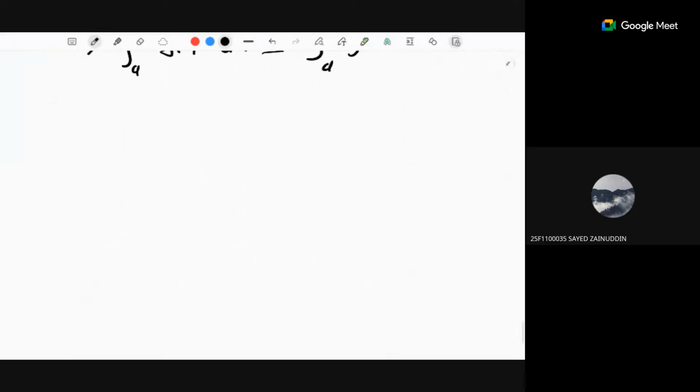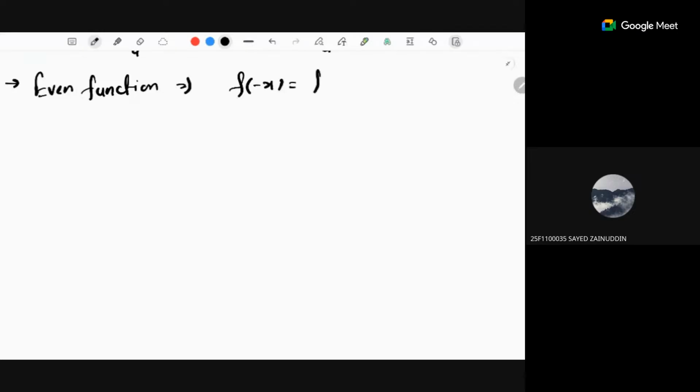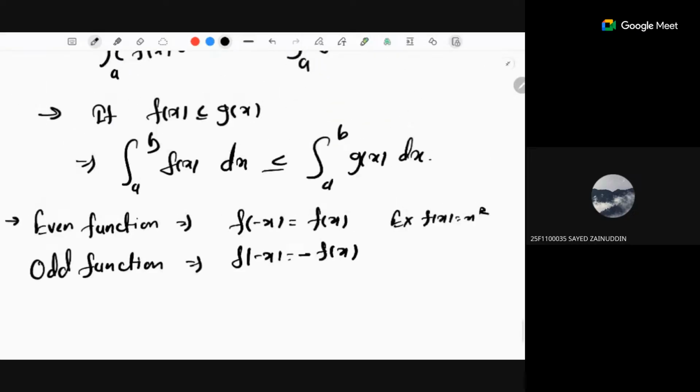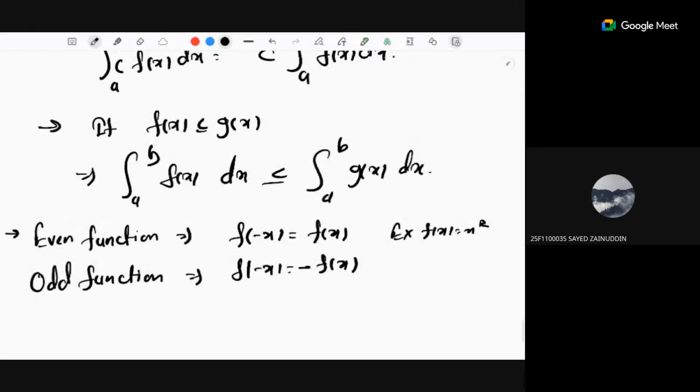Okay, so here is one important property. First of all, what is an even function? An even function is a function which satisfies the property that f of minus x is the same as f of x. You can consider the example f of x equals x square. X square is an even function. What is an odd function? An odd function is a function with the property that f of minus x is equal to minus f of x. You can take x cube. Okay, so those are even and odd functions.